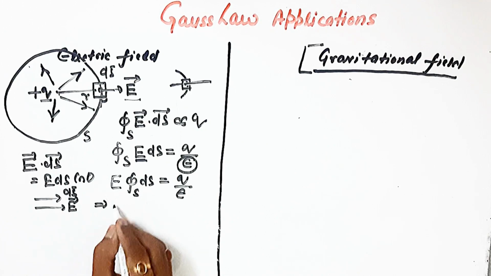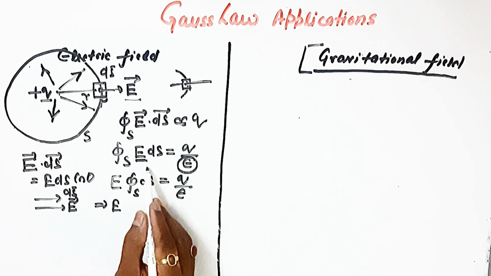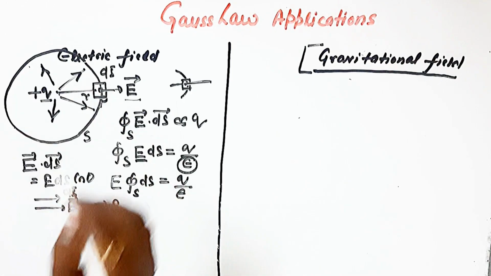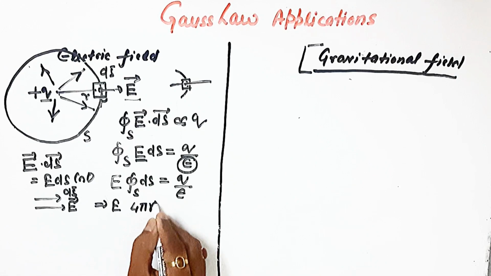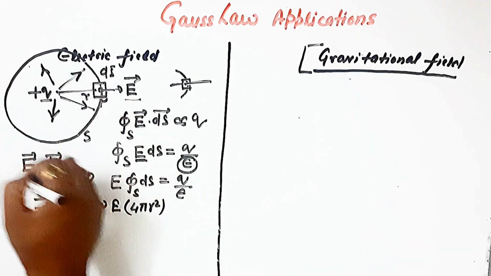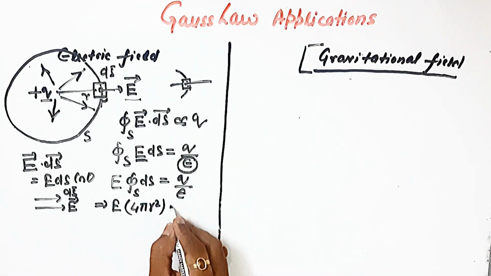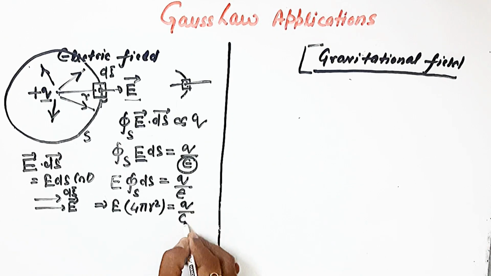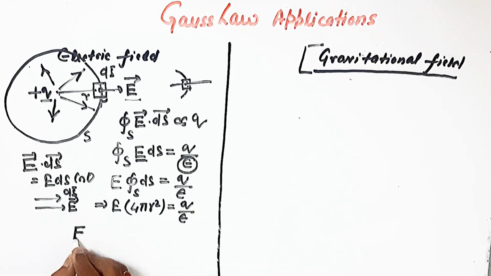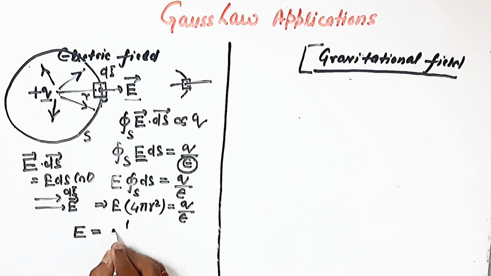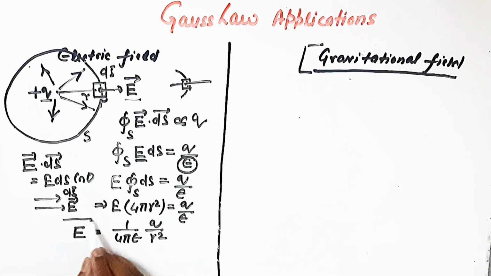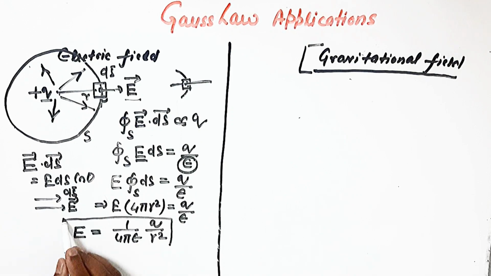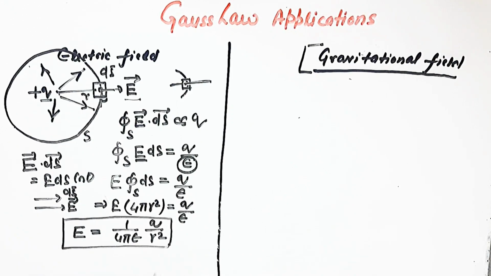And this implies that E, once you integrate the surface area throughout the spherical surface, you will get the value of 4 pi r square, the surface area of this Gaussian surface. This must be equal to q by epsilon. Hence, electric field intensity will be equal to 1 by 4 pi epsilon q by r square. So that is our desired formula. You have already studied it, but this time I have derived it using Gauss's law.